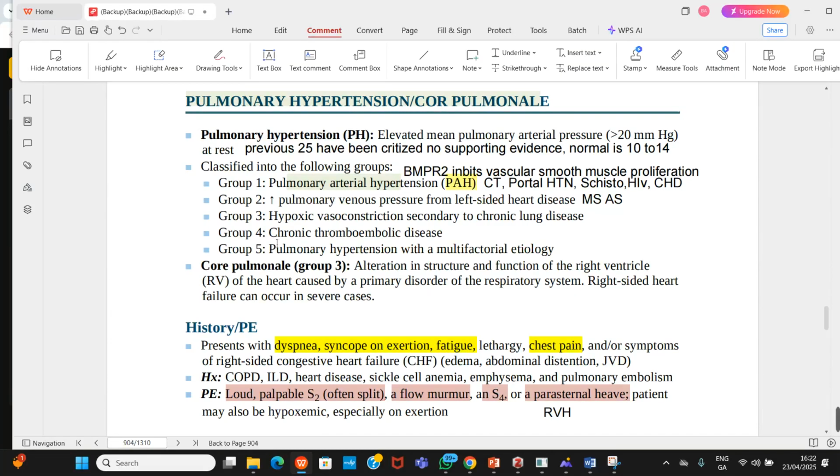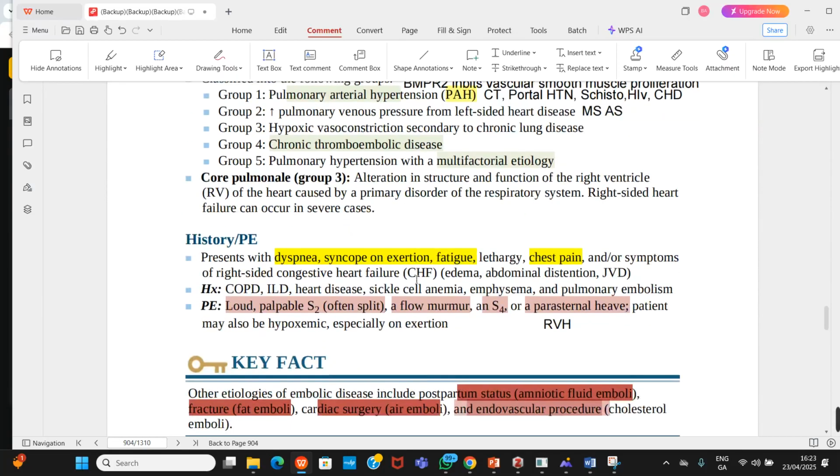Group 3 is anything from the lungs. What is the lung problem that is causing hypoxia, which is now leading to pulmonary hypertension? Because when there's hypoxia from the lungs, there's going to be pulmonary vasoconstriction. So pulmonary vasoconstriction will cause pulmonary hypertension. Any cause of chronic lung disease, asthma, COPD, asbestosis, anything can cause group 3 pulmonary hypertension.